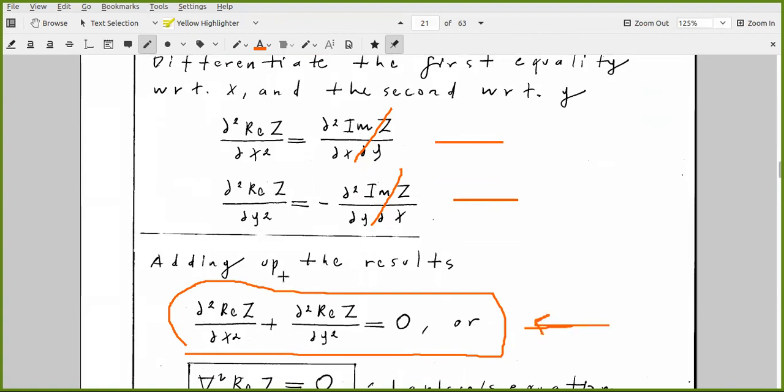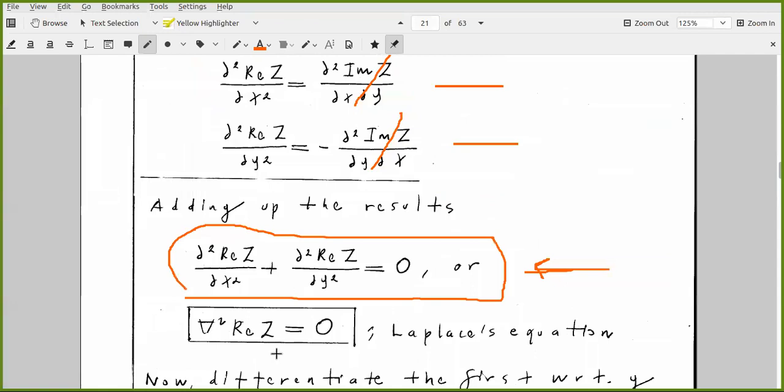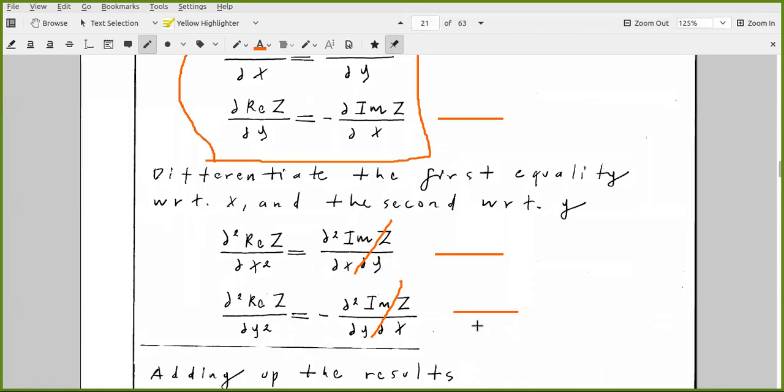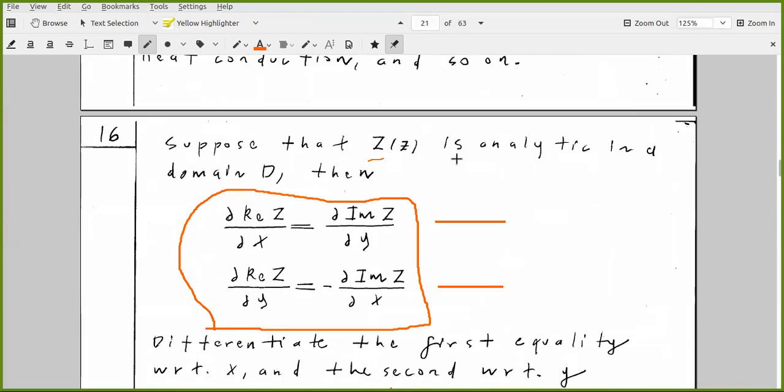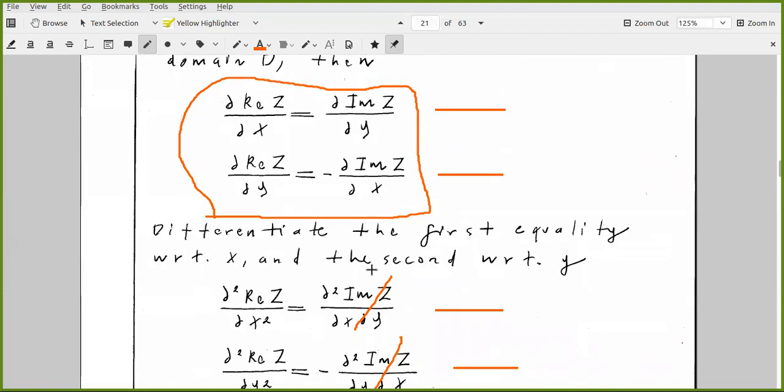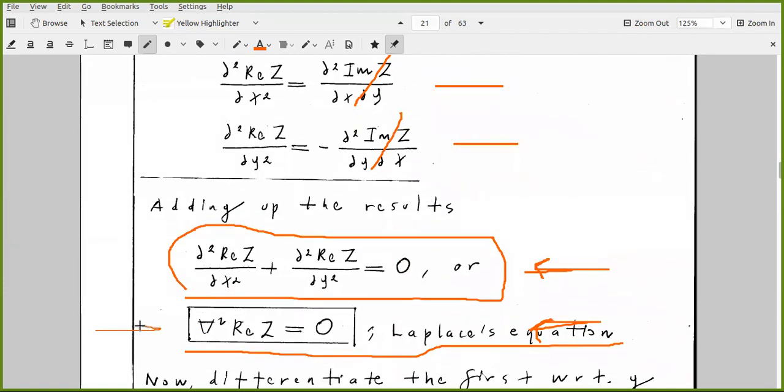Now this is the Laplace equation, you might recall it, an important equation in different branches of engineering and physics. Del squared real z equals 0. That's called Laplace's equation. The real part of this analytic complex function z satisfies the Laplace equation. That is, del squared real z equals 0.